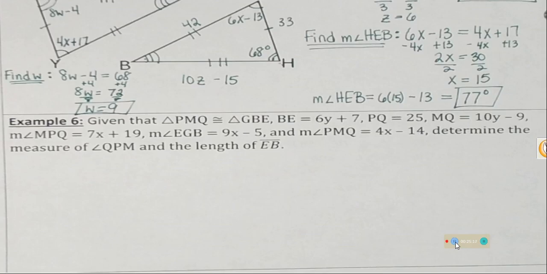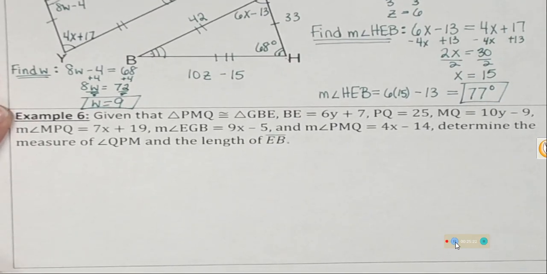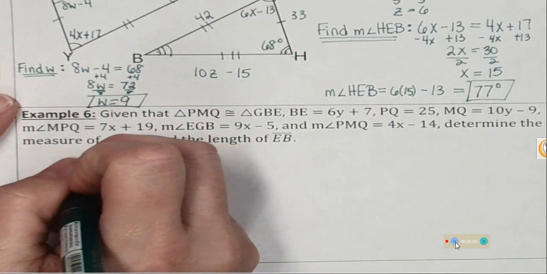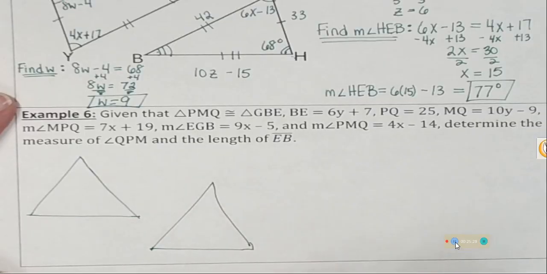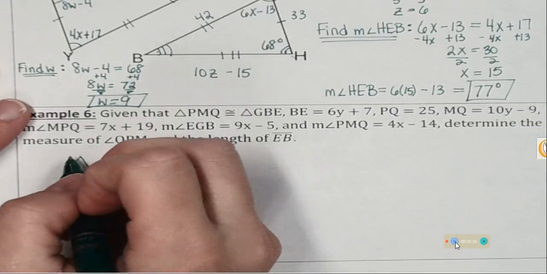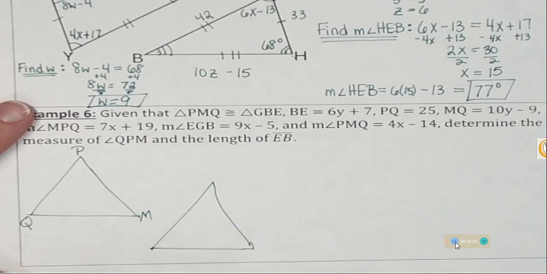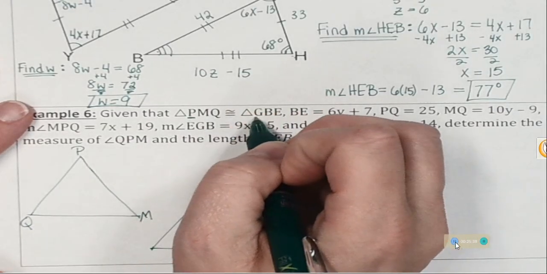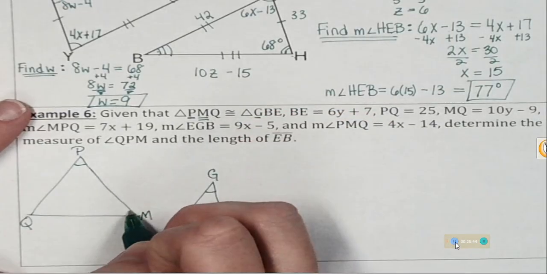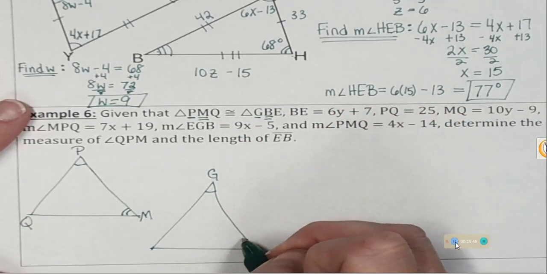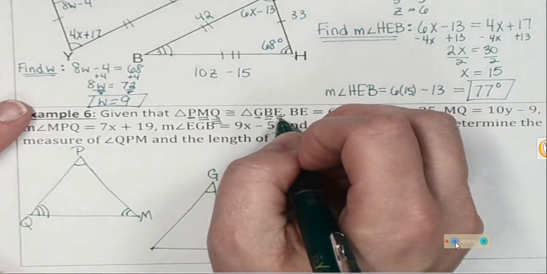I need an organized picture. The best way to do that is to draw two triangles. You could draw any shape and size triangle you want. I'm always probably going to draw these. Truthfully, it's easy to draw those. And then you're going to label P, M, Q. You can label the first triangle any way you want to, as long as P matches up with G, as long as M matches up with B, and as long as Q matches up with E.